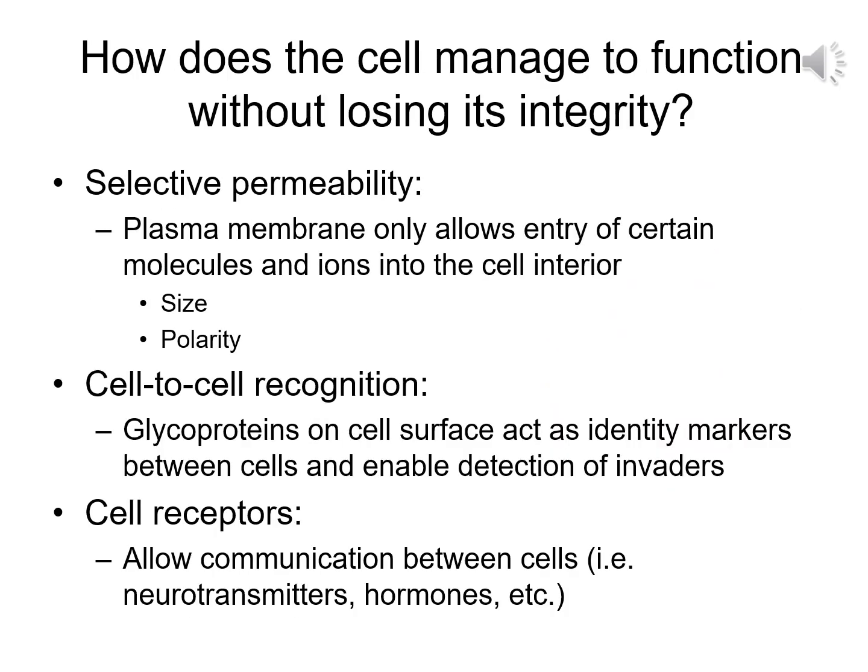Now that membrane gives several key things to our cells. One, that they're selectively permeable. They can choose what gets in and out, generally speaking. They can have cell-to-cell recognition, and that's what those glycoproteins on the surface are for. They also have cell receptors that allow communication between cells.